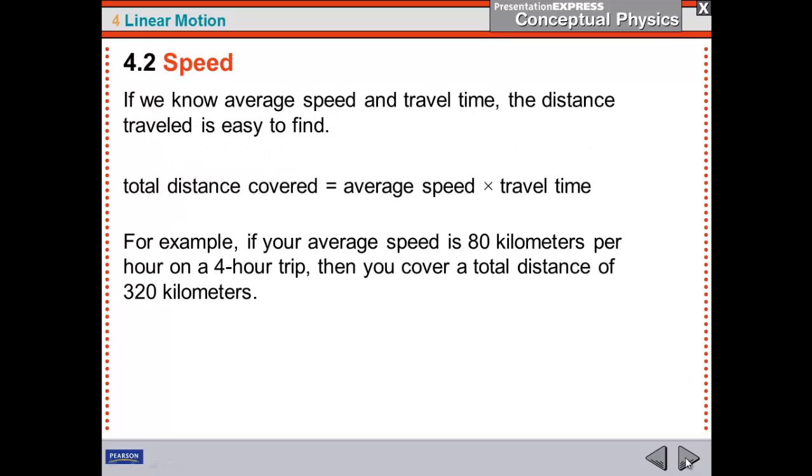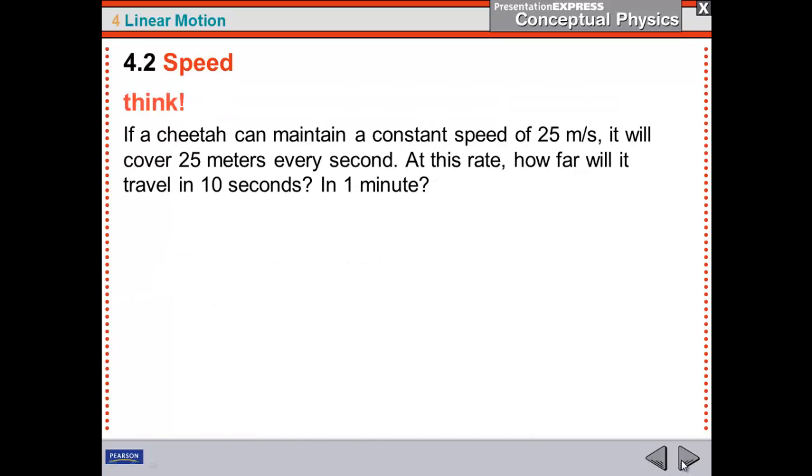Alright, so the total distance travelled equals the average speed times the time it takes. So if you were travelling at 80 kilometres per hour on a 4-hour trip, you'd cover roughly 320 kilometres. Alright, get the idea? So you can change those formulas around. So if a cheetah maintains a constant speed of 25 metres per second, covers 25 metres every second, in other words, how far will it travel in 10 seconds? Well, you could times that by 10, so it'd be 250 metres.